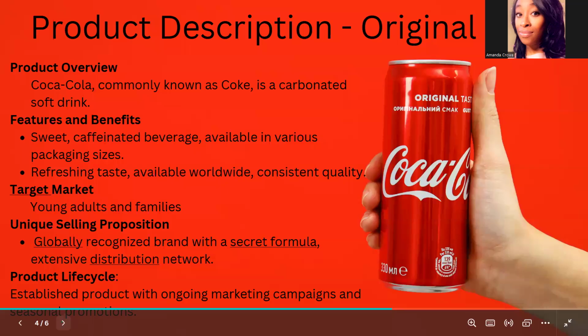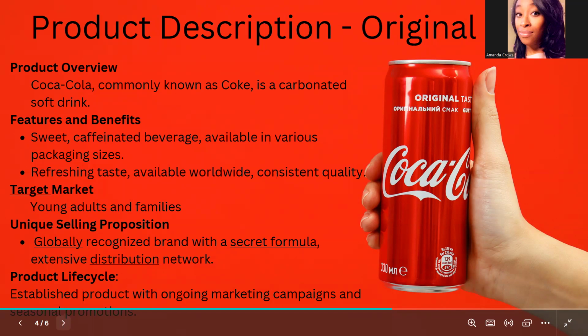So the example that I want to share with you today is Coca-Cola's Coke. I chose Coke because Coke is such a long-standing product. It actually is still a living product, even though it has continued to grow and is really in its maturity stage. The company has done a lot to continue to develop and revamp and revitalize this product.